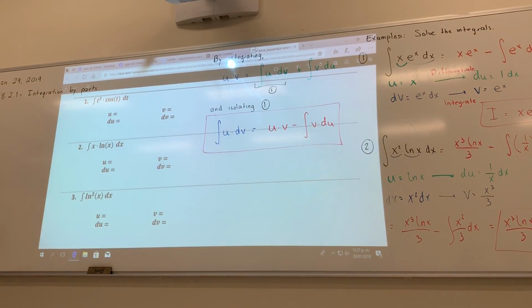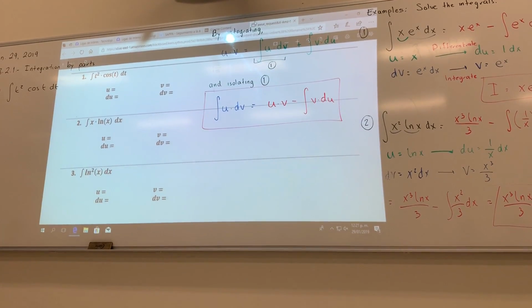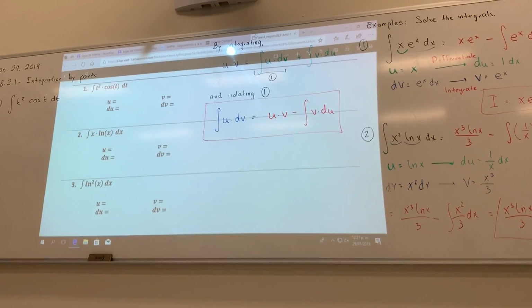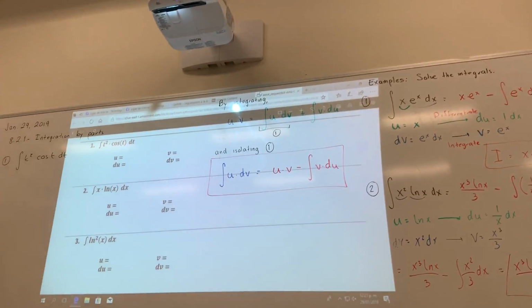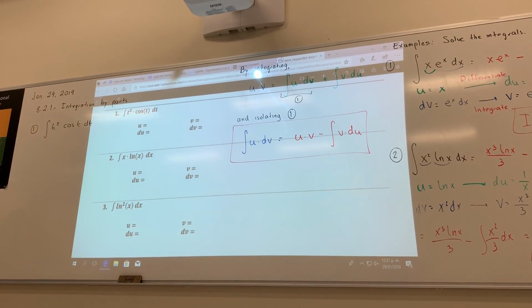Let's try the first one. The integral of t squared cosine of t dt. Observe, is this one by substitution, the previous topic? No. No, because the derivative is not there. How could there be an integral that could be done with substitution similar to this one?